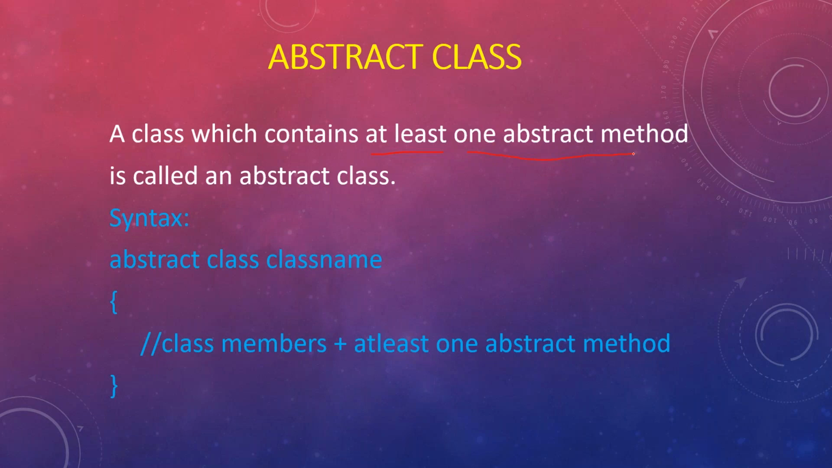If there is a doubt: the doubt is, it becomes an abstract class if it has abstract methods. It can also contain instance members and static members. I'm not speaking about that part. If a class contains at least one abstract method, then I'm calling it an abstract class. It may or may not contain instance and static members. But if it contains an abstract method, then that class I'll call an abstract class.